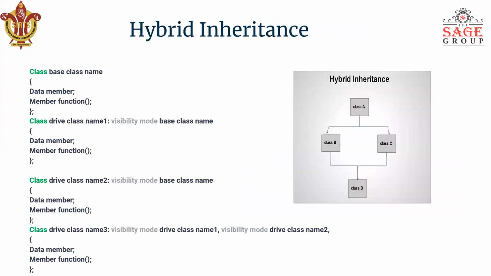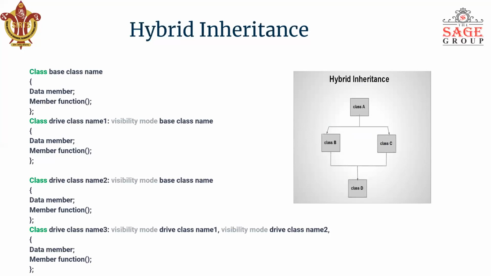Now in today's lecture we have discussed these kinds of inheritance: single inheritance, multiple inheritance, multi-level inheritance, hierarchical inheritance, and at last we are going to discuss hybrid inheritance. Basically, hybrid inheritance is a combination of multiple inheritance and hierarchical inheritance. Basically, in this we create a base class, that is class A. So we simply create a base class, open the body of that base class, and we write data members and member functions in the base class.